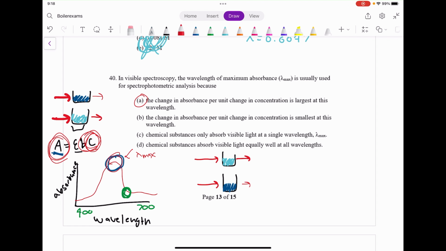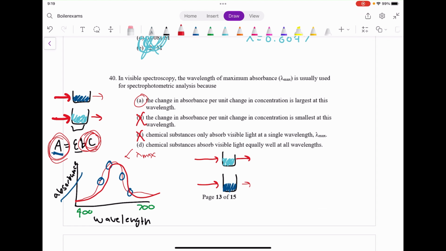Anyways, B, the change in absorbance per unit change in concentration is smallest at this wavelength. That is definitely not true. It's the exact opposite. C, chemical substances only absorb visible light at a single wavelength. No. If we look at this spectra, you'll get absorbances at all these points. So generally, for the entire visible spectrum, you'll get some absorbance. What C is saying is that we'd have a plot that looked like this, with 0 absorbance and then 1, like that. But that's not what it looks like. It's a curve. So C is also not true.